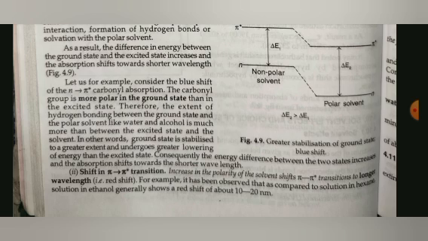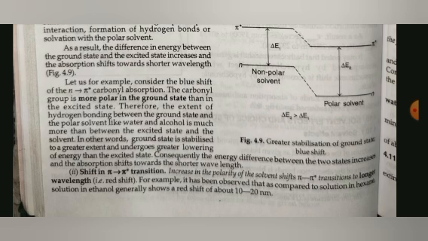The carbonyl group is more polar in the ground state than in the excited state. Therefore, the extent of hydrogen bonding between the ground state and a polar solvent like water and alcohol is much more than between the excited state and the solvent. In other words, the ground state is stabilized to a greater extent and undergoes greater lowering of energy than the excited state. Consequently, the energy difference between the two states increases and the absorption shift takes place towards shorter wavelength.